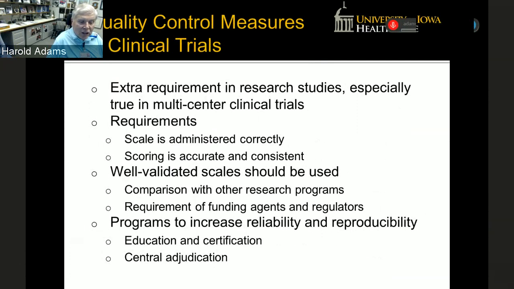In addition, besides the education and certification of the centers, more recently, clinical trials have developed central adjudication. For example, in the recent trial of intraventricular TPA for treatment of intraventricular hemorrhage, we did videotapes of the outcome assessment and sent them to a central adjudication panel, where I must say they scored patients differently than I did. Next slide.